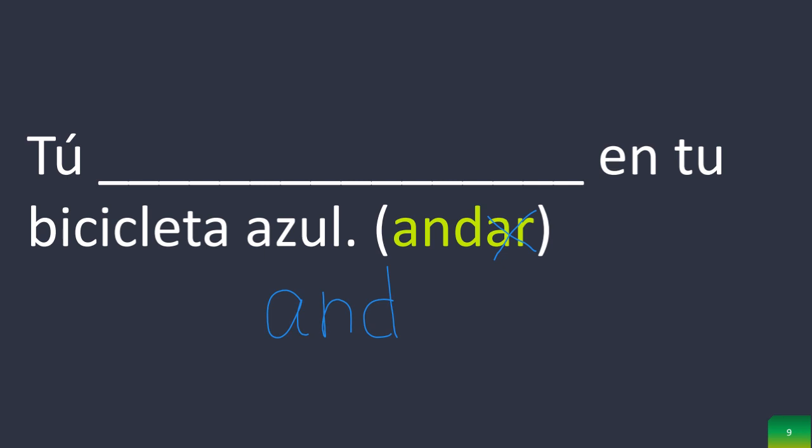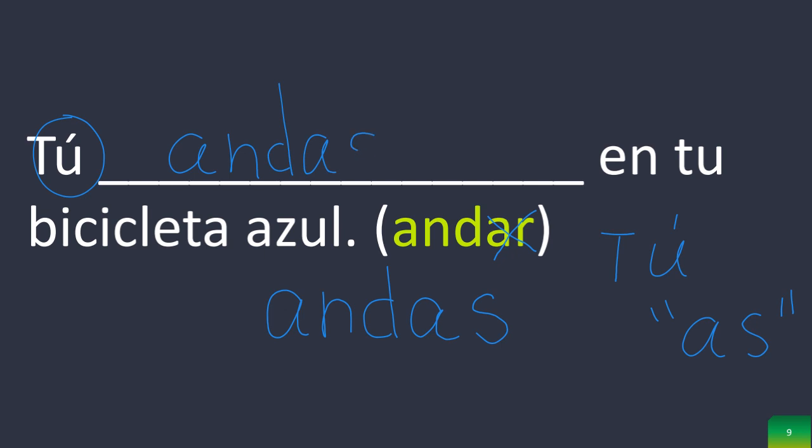We're going to look back at our subject. So our subject is tú, right? And we know that whenever we have a subject as tú, we need AS as our ending. So we're going to put an AS on the end. Gives us andas. Tú andas en tu bicicleta azul. So you ride on your blue bicycle.